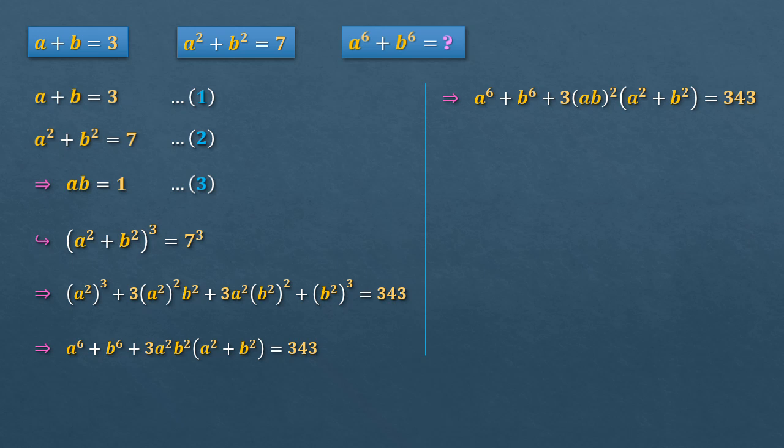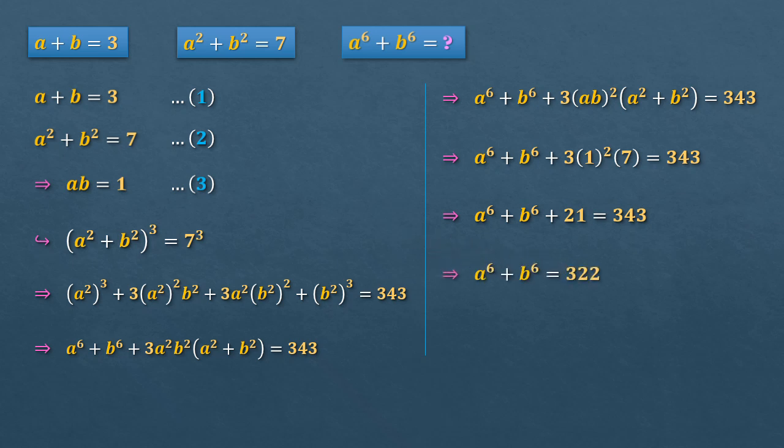We now substitute a squared plus b squared equals 7 and a times b equals 1 into this expression. This yields a to the power of 6 plus b to the power of 6 plus 3 times 1 squared times 7 equals 343. This simplifies to a to the power of 6 plus b to the power of 6 plus 21 equals 343. Therefore, a to the power of 6 plus b to the power of 6 equals 322.